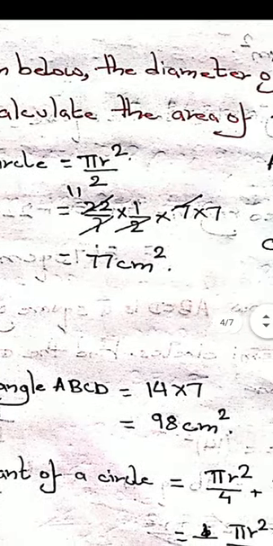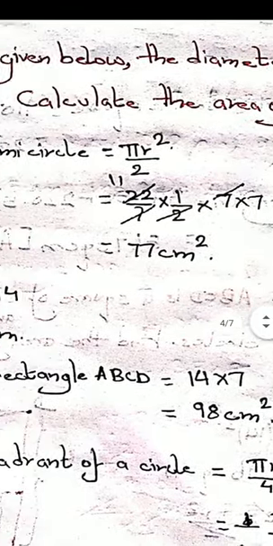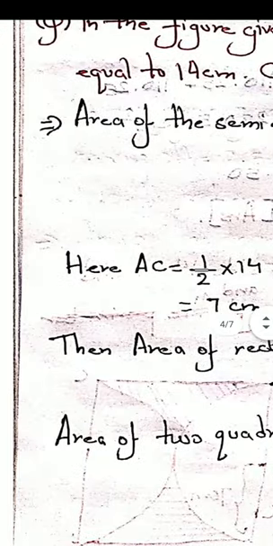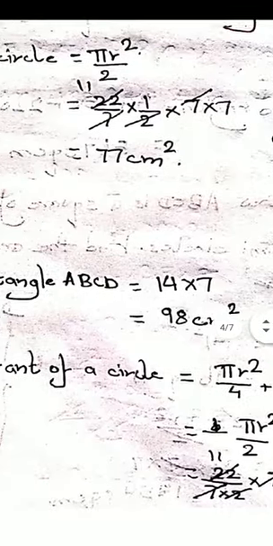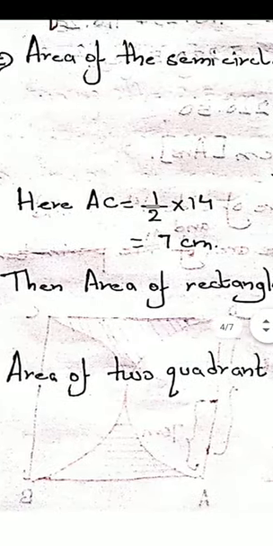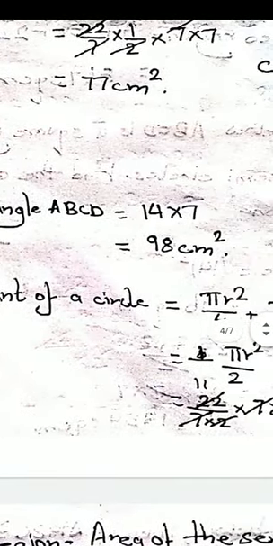So 22 by 7 into half into 7 into 7. So that will become 77 centimeters square. Here AC equals half into 14, that is 7 centimeter. So then area of rectangle ABCD equals 14 into 7, which happens to be 98 centimeters square. I hope you are clear how I got 14 and 7.